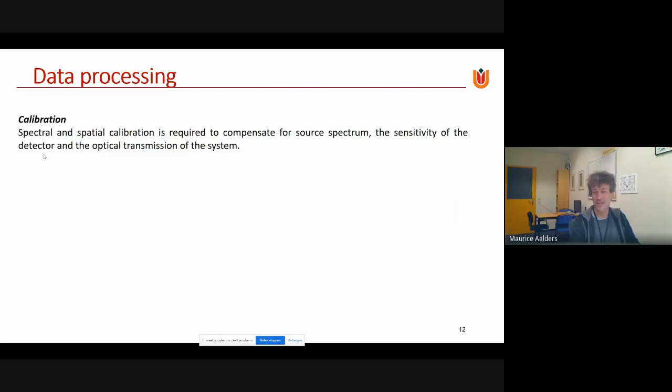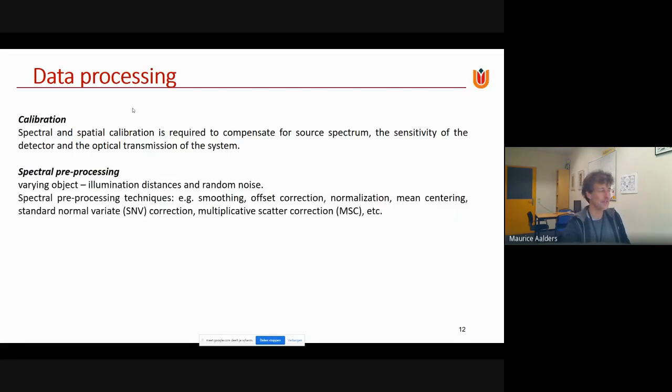It's the sensitivity of the detector. Some detectors are very sensitive for the UV part of the spectrum. Some are very sensitive to the infrared part. And, well, our eye is very sensitive to the green part of the spectrum. So you have to correct for that. And also the optical transmission of the system. If you're using glass fiber, there are some optical transmission effects. If you're using lenses or filters, they all have their own optical transmission. So basically they are wavelength dependent, and you have to correct for that in the calibration phase.